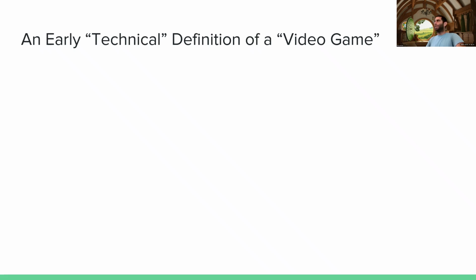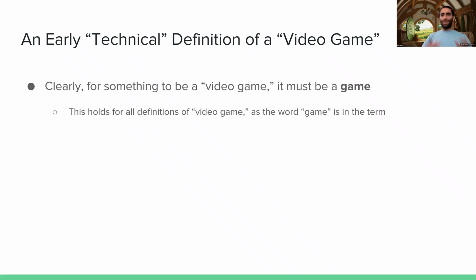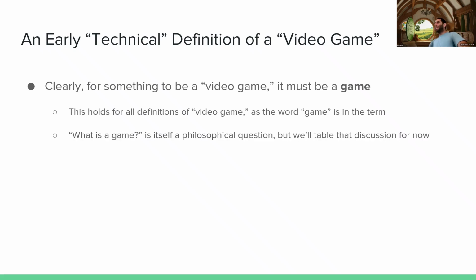It's not as widely agreed upon anymore, but the very early definitions, well, first of all, clearly for something to be a video game, it has to be a game. So there's this game component that's important. That's actually not a very obvious definition. This holds for all definitions of video games because the term game is in all of them. But what is a game is actually a very long discussion that would probably require its own course. So we're going to table that discussion for now.